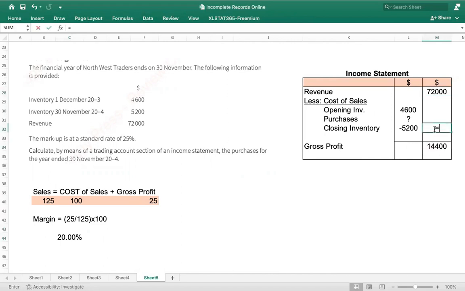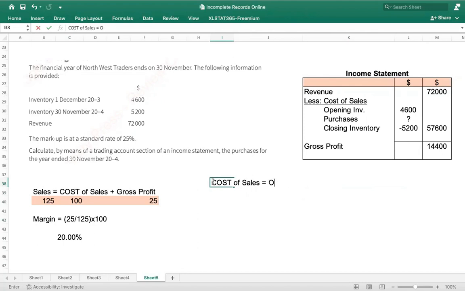Now what I will do? From revenue, I will subtract this gross profit, right? To get cost of sale. So my cost of sale is this much. Clear? Yes. Now how to find purchases? What is the formula of cost of sale? Cost of sale is sales minus gross profit. Cost of sales is equal to what?